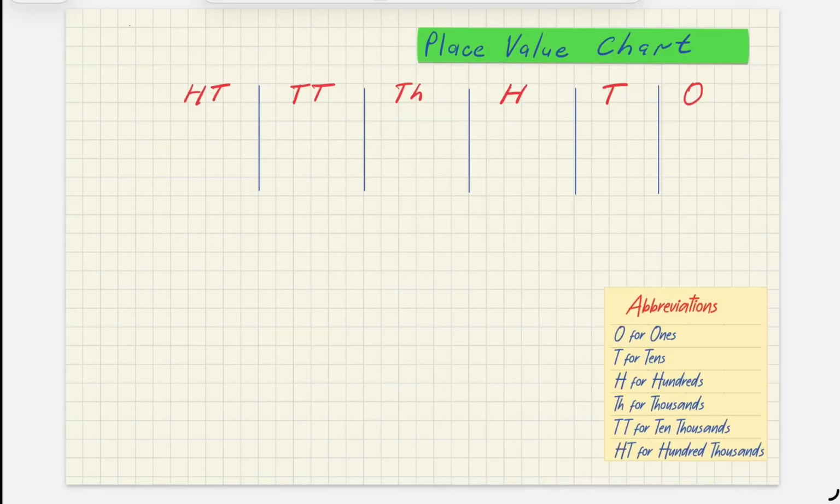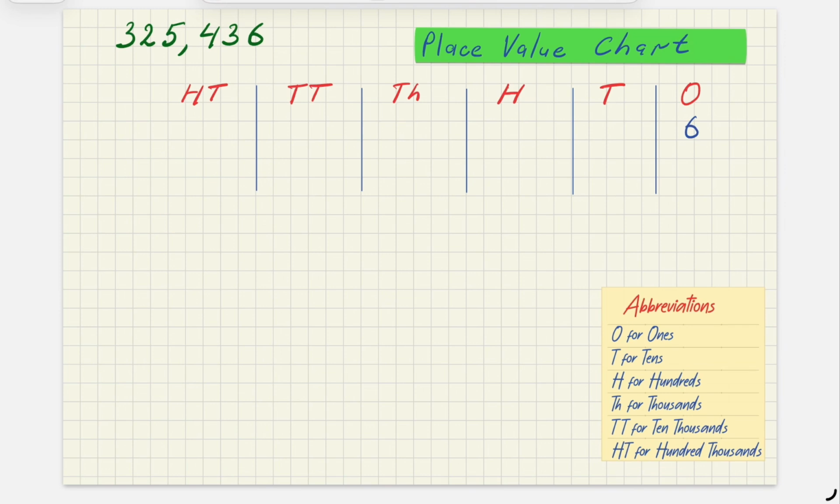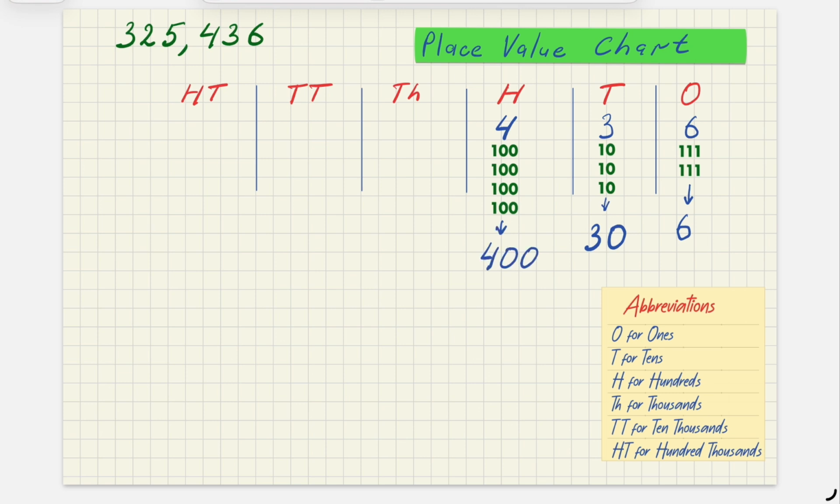Let me show you how it works. Look at the number 325,436. The 6 is in the ones place. That means it is just 6 ones. Digit 3 is in the tens place. This represents 3 tens or 30. The digit 4 is in the hundreds place, so it represents 4 hundreds or 400. The digit 5 is in the thousands place, so that means 5 thousands or 5,000.